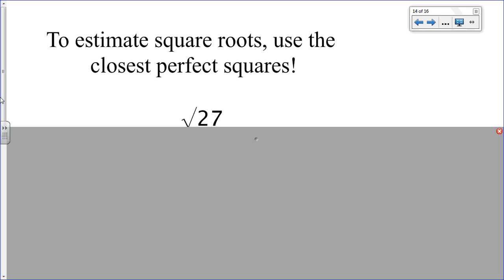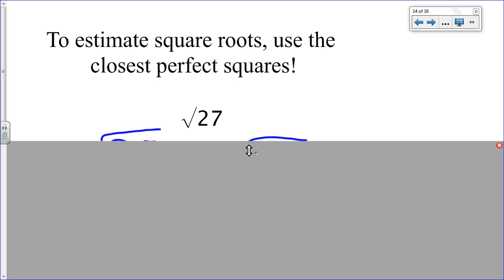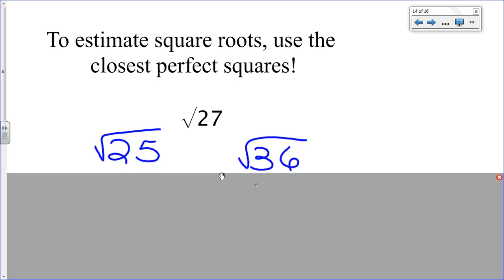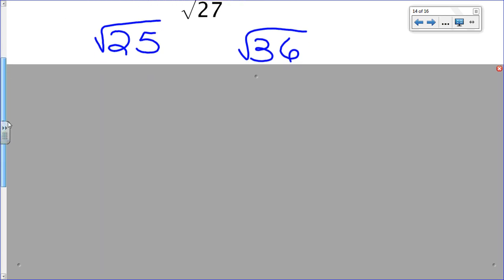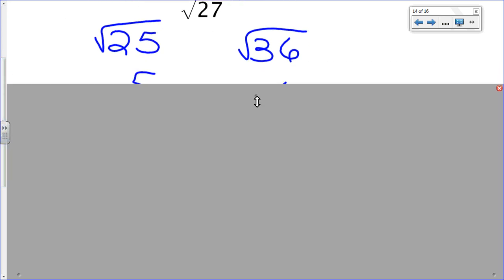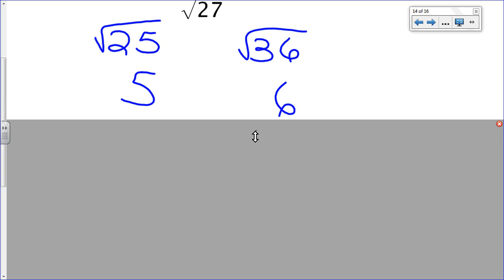To estimate square roots, you're going to use the closest perfect squares. So in our example, we're looking for the square root of 27. The closest perfect squares are 25 and 36. The square root of 25 is 5, and the square root of 36 is 6.